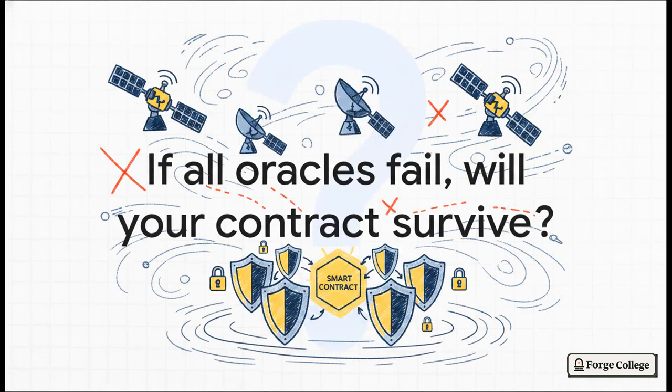So I want to leave you with this somewhat provocative thought as you head back to your code editors. If all your Oracle sensors completely failed right this second, would your smart contract survive safely, or would it just self-destruct? It's a question every single Web3 developer needs to be able to answer with total confidence.